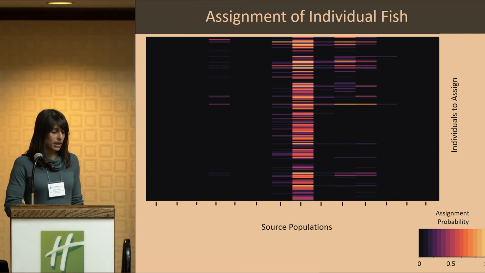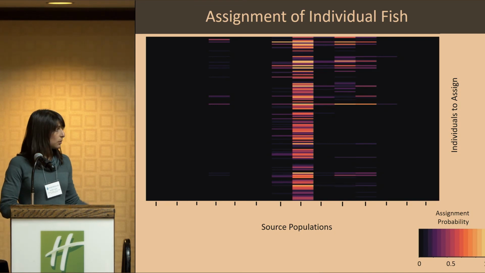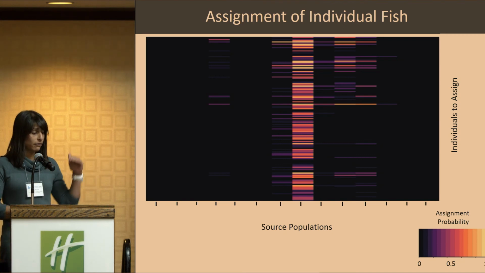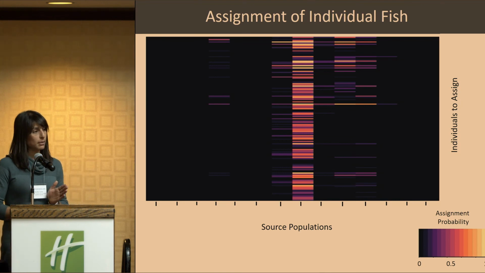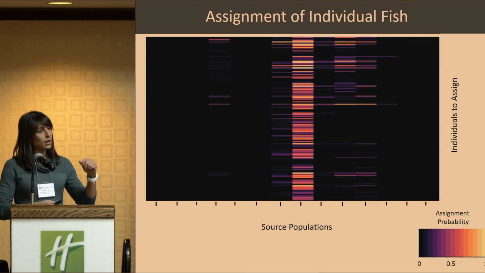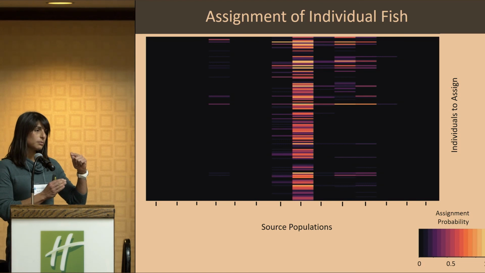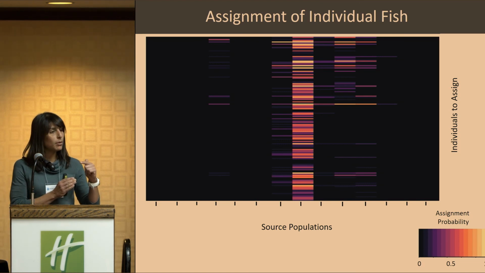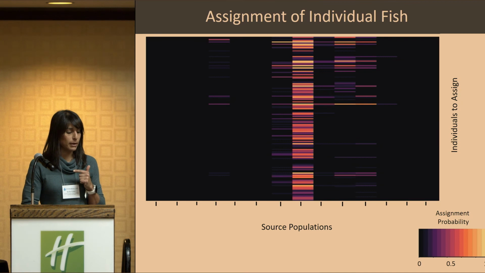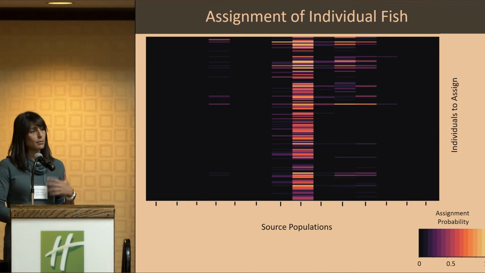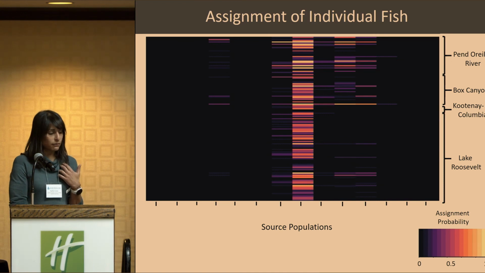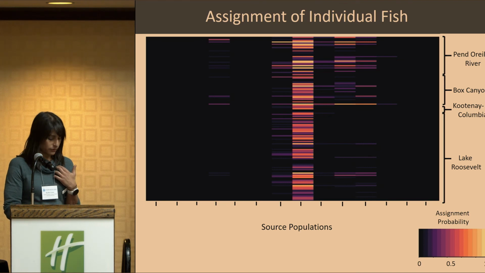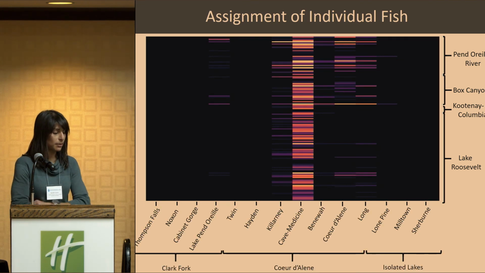And so what you have here is each individual is represented by a row, and we have 145 rows, and then each source population is represented by a column. And the cell that corresponds to that individual and a potential source population has a probability of assignment that is represented by a heat scale. So the brighter, the more white hot, the higher that probability is. This is how I've listed our individuals, starting from upstream and going to downstream, as Lake Roosevelt is at the leading edge of the invasion. And then we have our source populations across the bottom.